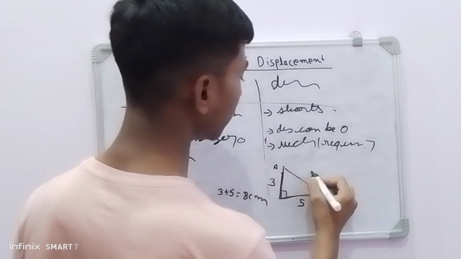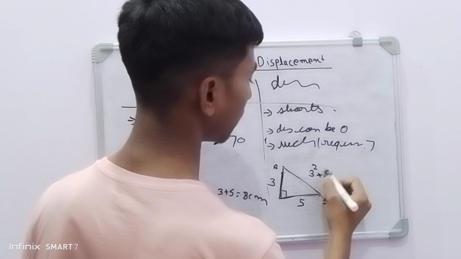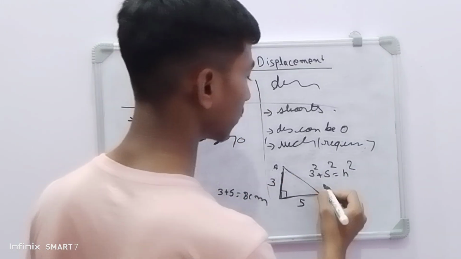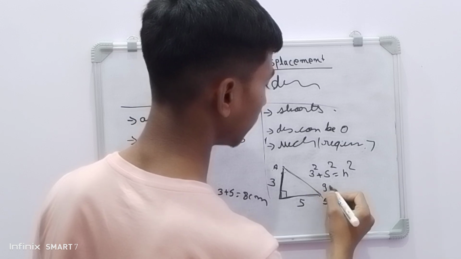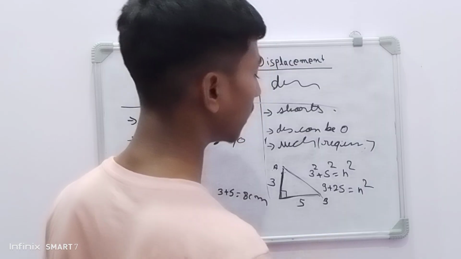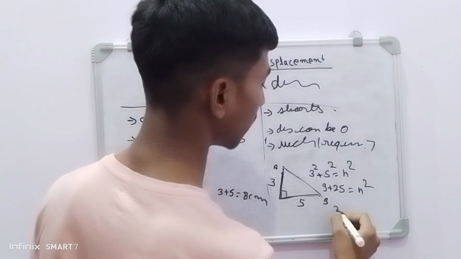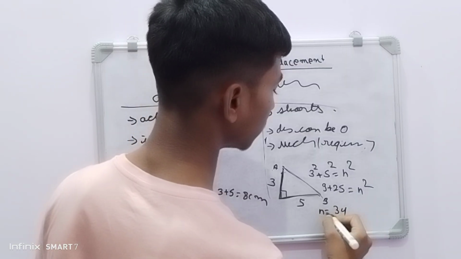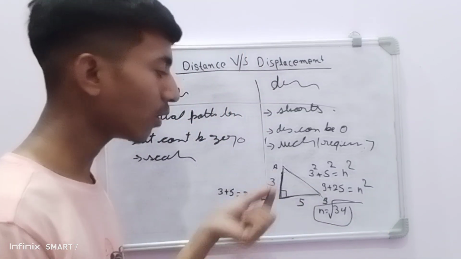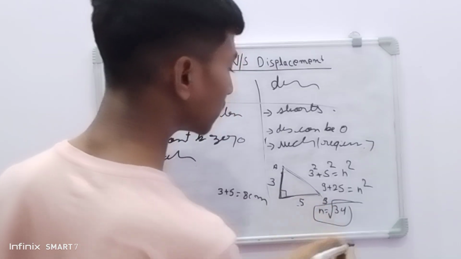So just find here, 3 square plus 5 square is equal to h square. I think you may know about the Pythagoras theorem. So here it will be 9 plus 25 is equal to h square. That means it is 34. h is equal to root 34. So this will be the displacement of this point. So it is the displacement.